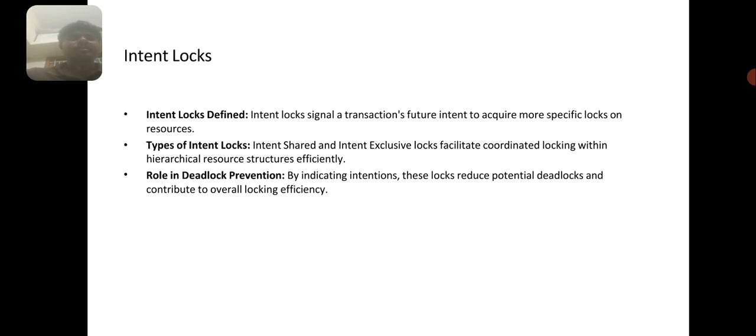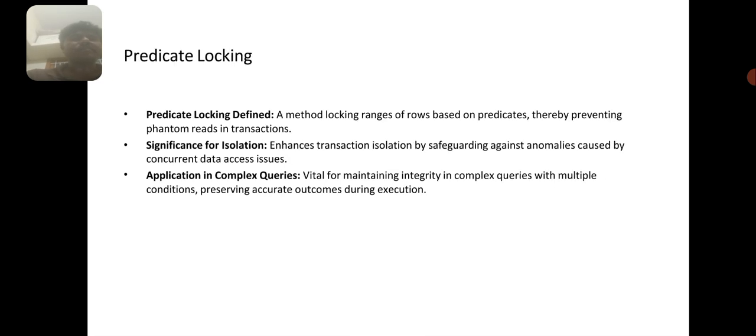Next one is the intent lock. The intent lock is a signal that a transaction intends in future to place more specific locks on resources. Types of intent locks include shared, intent exclusive locks. They facilitate coordinated locking within hierarchical resource structures efficiently. Role in deadlock prevention: by indicating the intention, this lock reduces the potential for deadlock and contributes to overall locking efficiency.